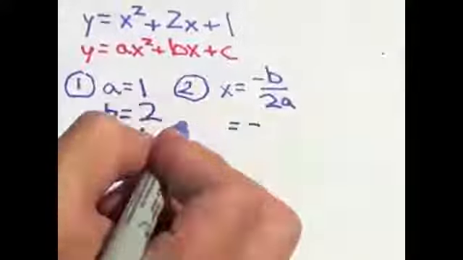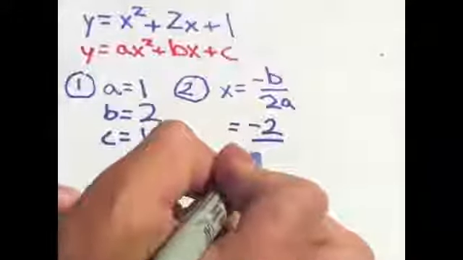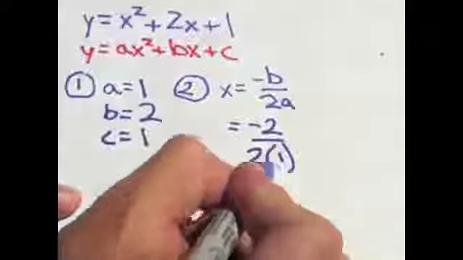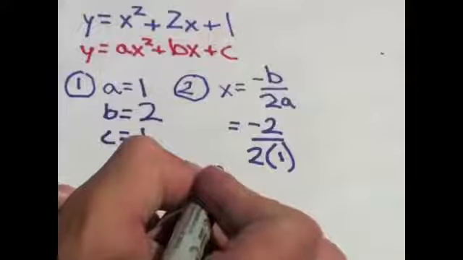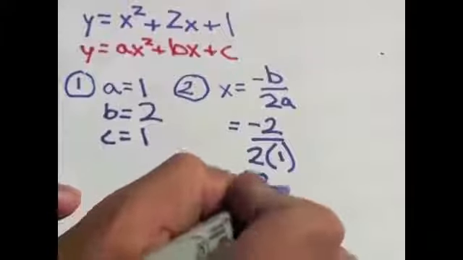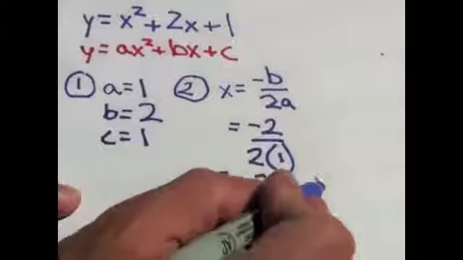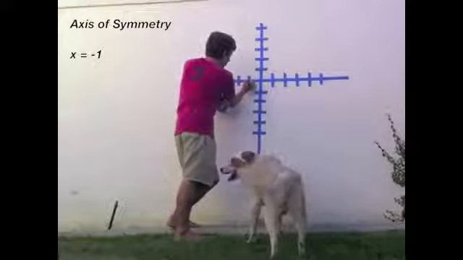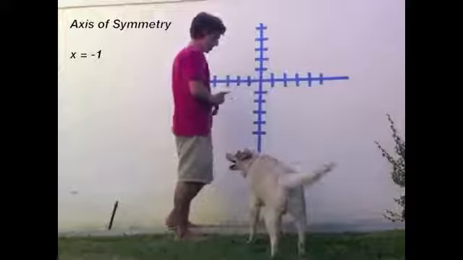Alright, so negative. Now b is 2, so we're going to write negative 2 divided by 2 times a, which is 1. Alright, perfect. Now, we're going to simplify this. Negative 2 divided by 2 times 1 equals 2, and this is going to equal negative 1. So our axis of symmetry is at negative 1 on the x axis.